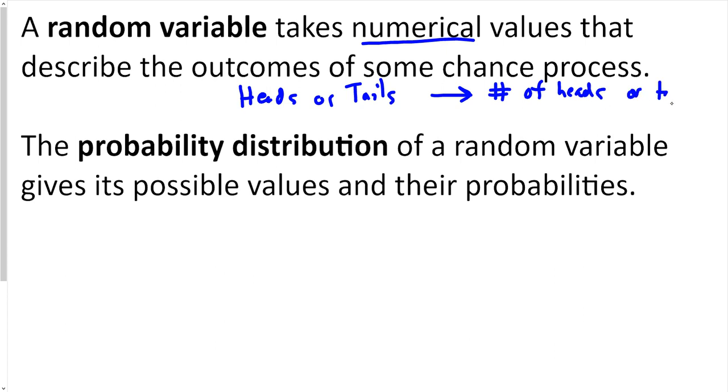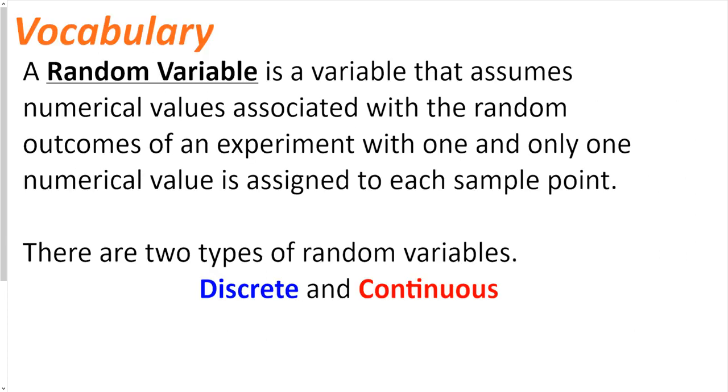And you saw that in our probability model, it was the number of heads that we got. That was our x. So that's kind of our shift now. A probability distribution of a random variable gives its possible values and their probabilities. So we essentially made one of those in our table. There are really two types of random variables, discrete and continuous. We've talked about these terms in the past, and we're bringing those back now.